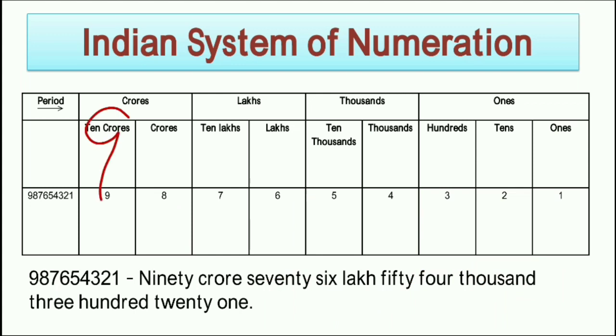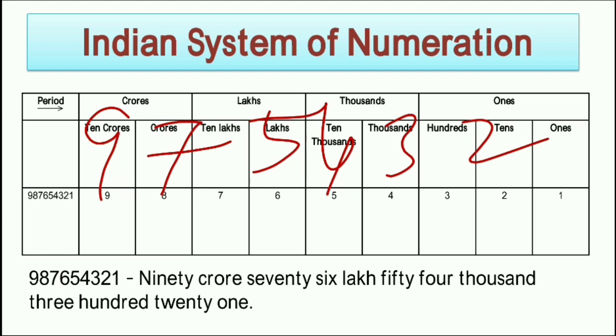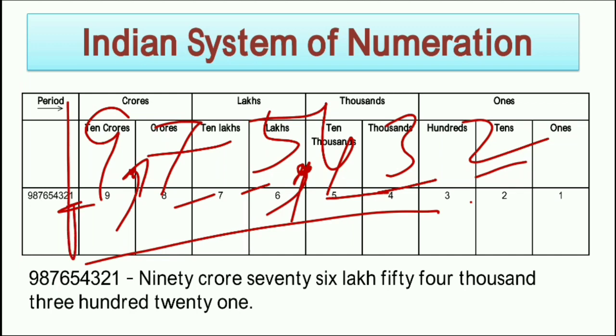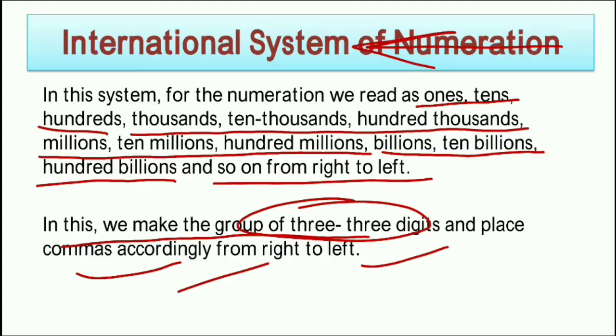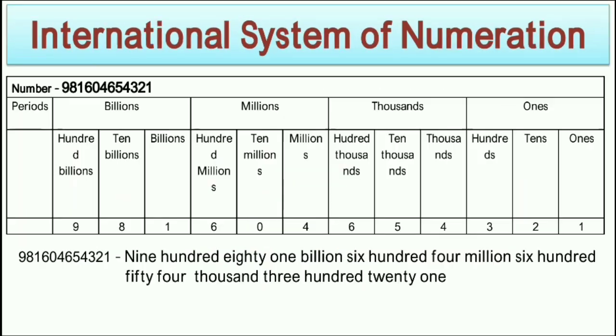Suppose that I'll give you 975432. Okay, how will you put the comma? After ones period, ones, tens, hundred. After this, what starts? Thousands, so I'll put the comma here. And lakhs, 10 lakhs, and comma, because from here crores period starts, so I put the comma like this according to the Indian system of numeration. So I hope you understood how to put the comma according to both the systems.